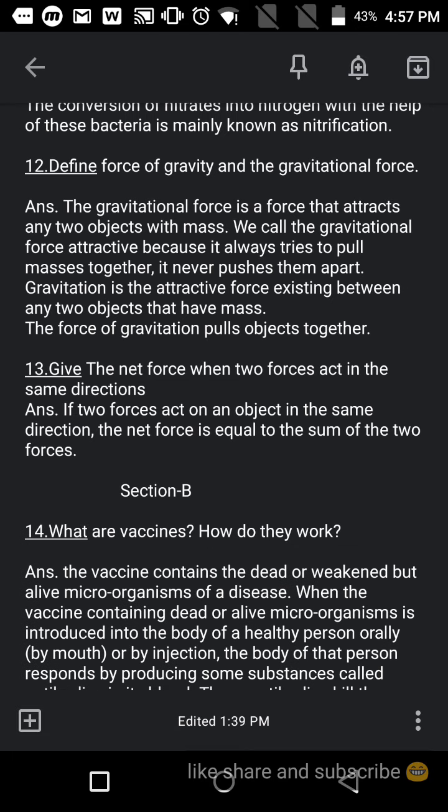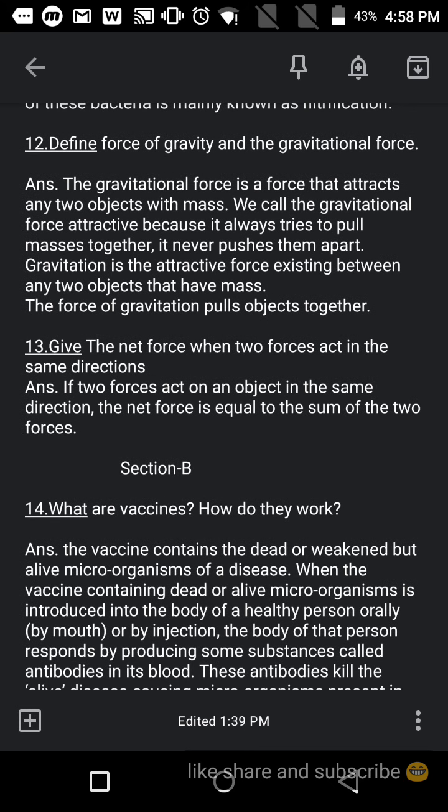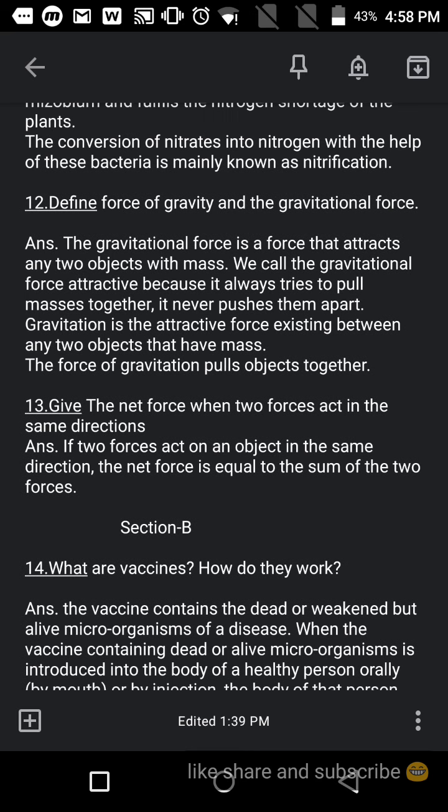12. Define force of gravity and the gravitational forces. The gravitational force is a force that attracts any two objects with mass. We call gravitational force attractive because it always tries to pull mass together. It never pushes them apart. Well, you can always take the example of a ball. If you throw a ball from your hand, it always goes down. Have you ever seen a ball going up? Gravitation is the attractive force existing between any two objects that have mass.